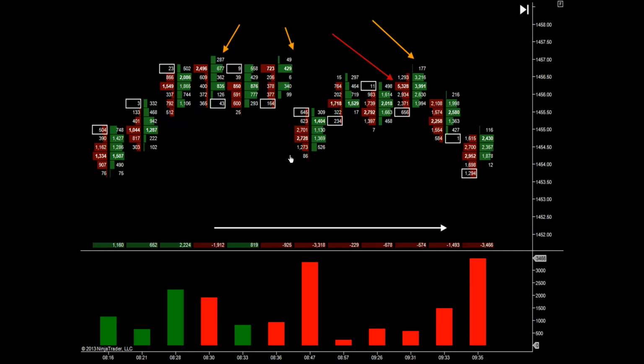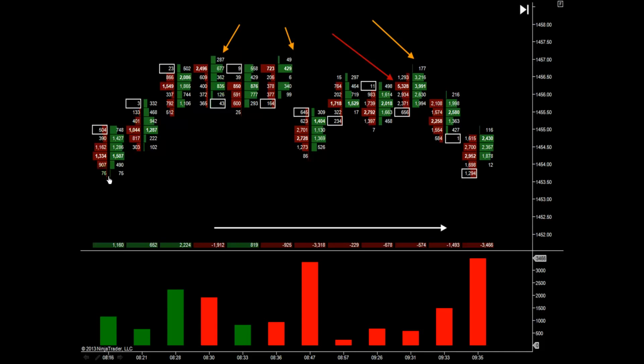So what we're looking at here is a move up and then a trading range that took almost an hour to resolve. If we look at the orange arrows here, we can see that up to this 1, 2, 3rd bar, we had fairly decent volume hitting into the bid, but on the 4th bar, it's gone. The buyers disappeared.